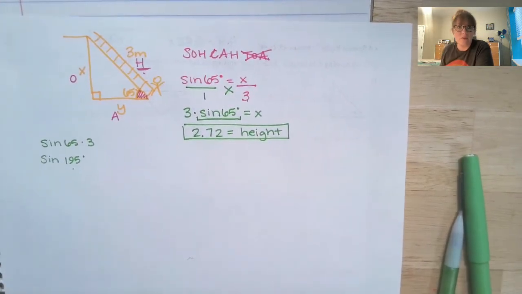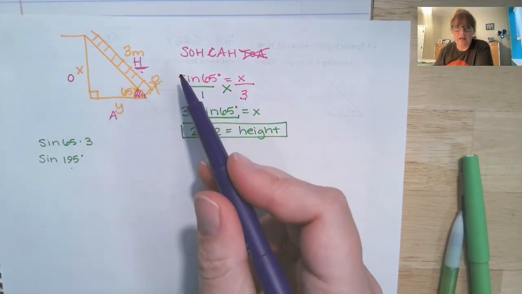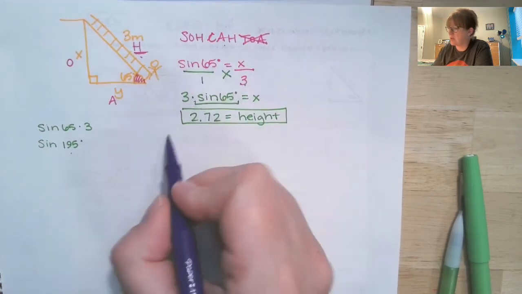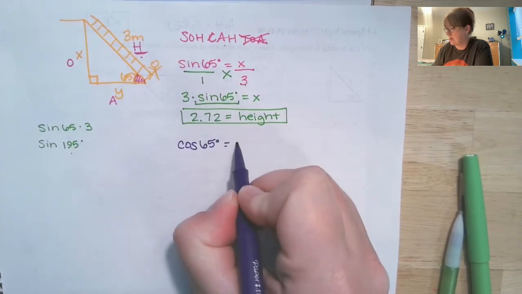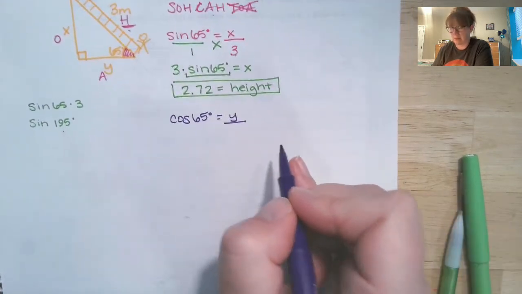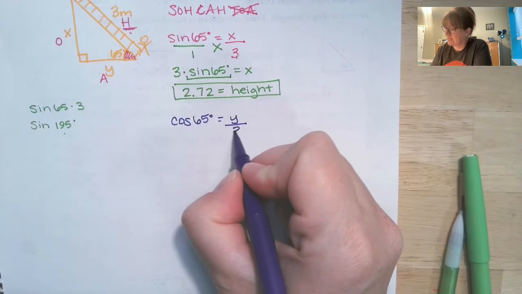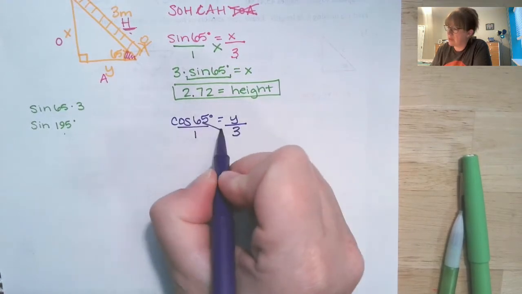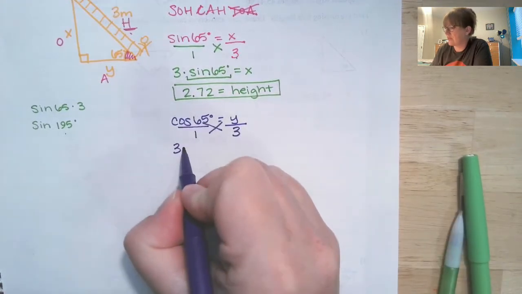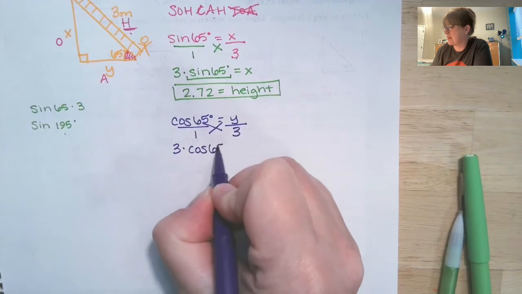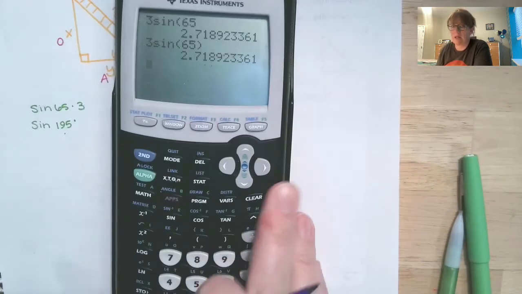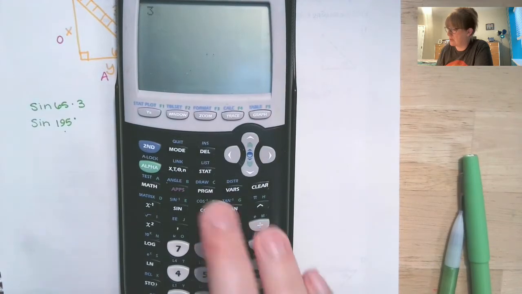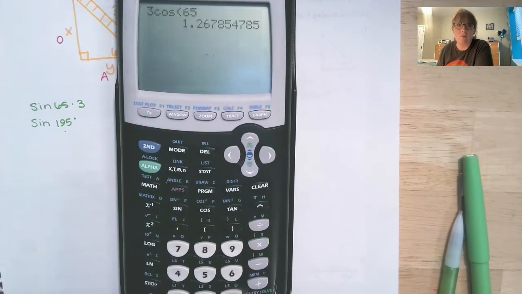So we have to do AH, so we want AH, that's going to be cosine this time. So cosine 65 degrees equals our A value, which we don't know what it is. We called it Y. And our hypotenuse, which is 3. We make this into a fraction equals a fraction. 3 cosine of 65 degrees equals Y. Plug it into your handy dandy calculator. 3 cosine 65.